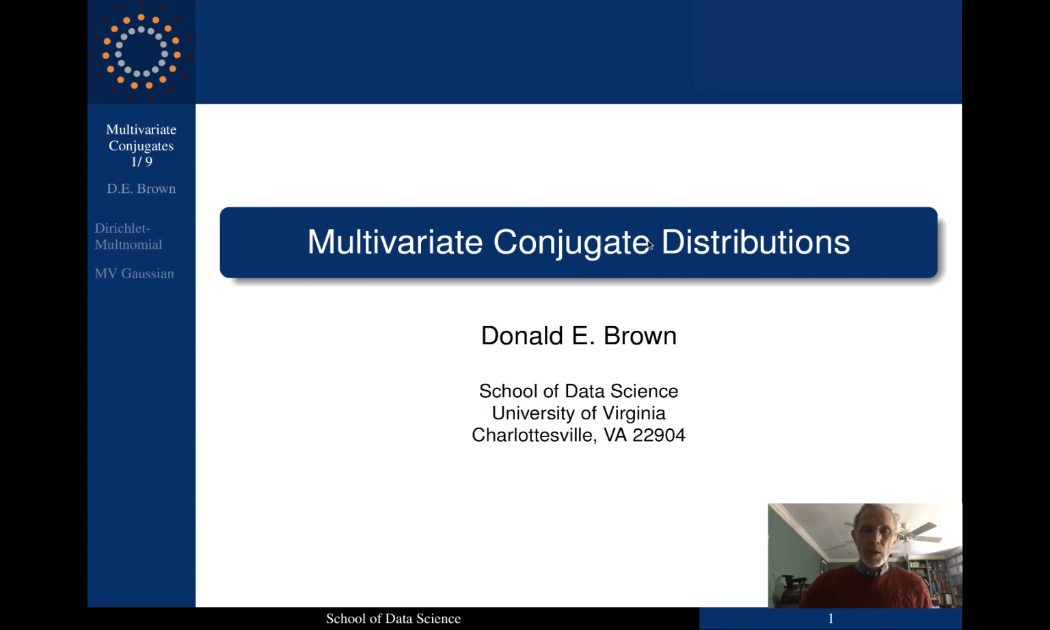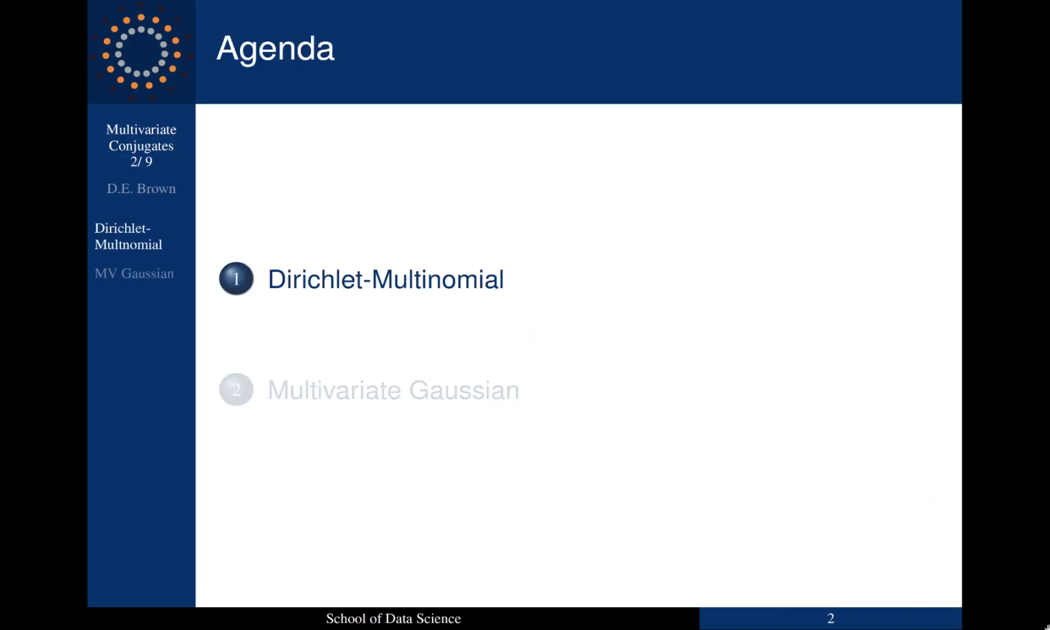In this video, we will talk about the last of our conjugate distributions, multivariate conjugate distributions, which generalize directly from the univariate case. We will specifically talk about the Dirichlet multinomial, which is a generalization of the beta binomial, and the multivariate Gaussian, which is a generalization of the univariate Gaussian case.